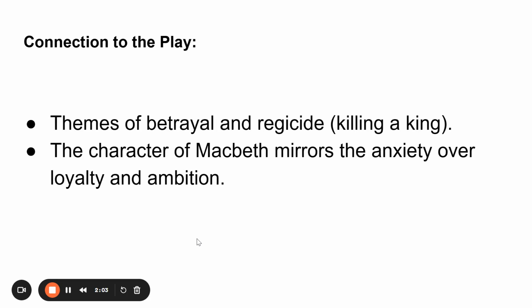Connection to the play. Themes of betrayal and regicide, killing a king. The character of Macbeth mirrors the anxiety over loyalty and ambition.